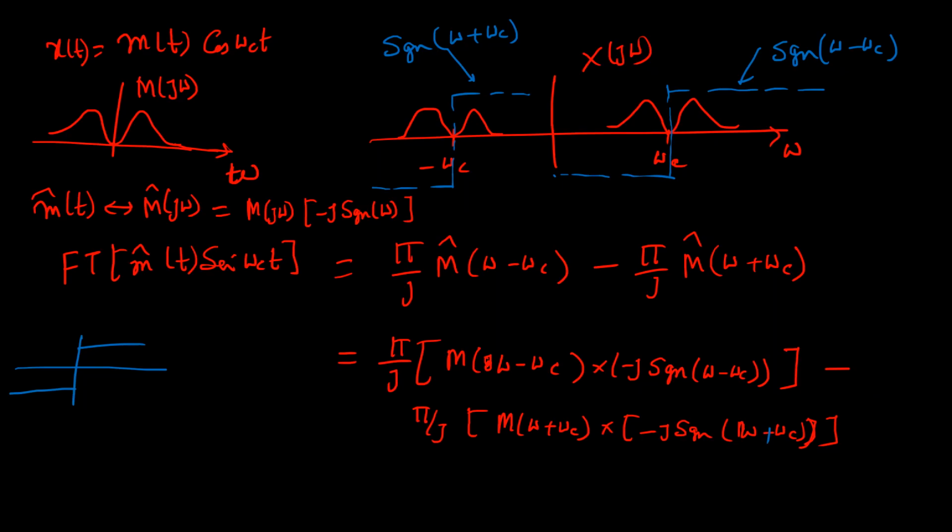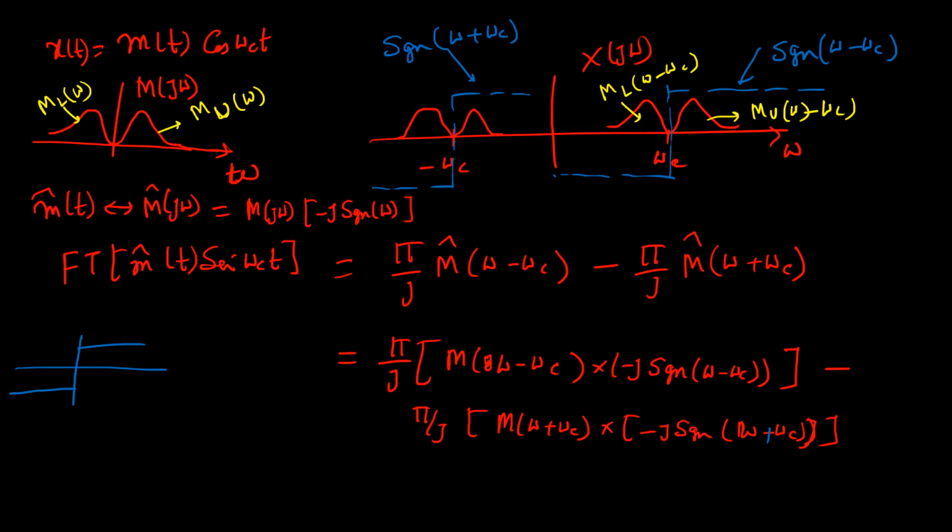Suppose I consider this upper side as M_u of omega, and this lower side as M_l of omega. So actually this is your M_u of omega, and this is your M_l of omega. Okay, so it is shifted here, omega minus omega c, this is also omega minus omega c. And now you see the difference here. So this is the lower side.